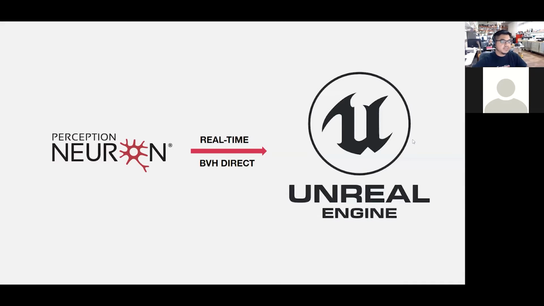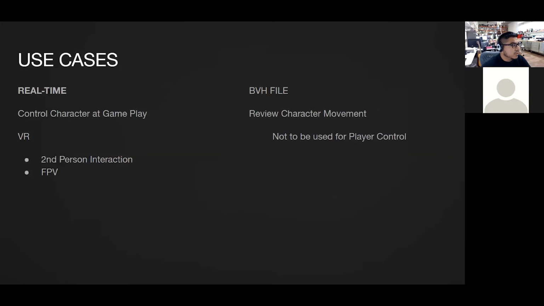So as I mentioned earlier, this webinar is an introduction to the Perception Neuron real-time plugin that we have, and also using the plugin that we have on our website to use it as a BVH direct. Many users are familiar with using it real time, but there's actually another function that can allow you to assign a BVH file from an exported file from Access Studio. So this is just a quick overview of use cases. As I mentioned, there's real-time and BVH file.